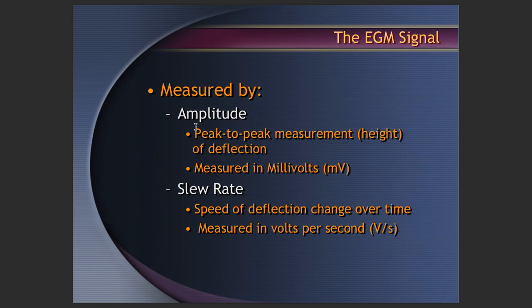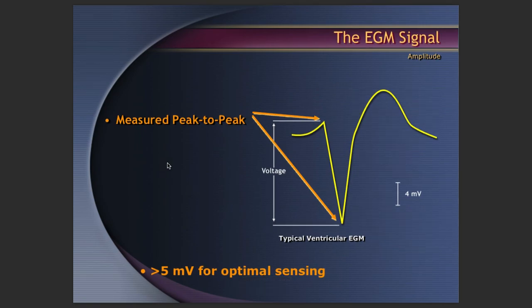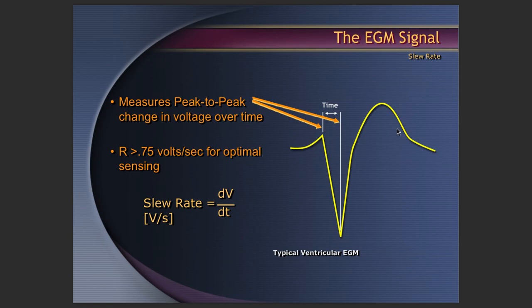How are you going to measure the EGM signal? It is measured by amplitude. Amplitude is the peak-to-peak measurement, in terms of height, and it is measured in millivolts. Then there is something else called slew rate. What is slew rate? It is the speed of deflection change over time, measured in volts per second. For a typical ventricular EGM, it is normally more than 5 millivolts for optimal sensing. The slew rate measures the peak to peak changes in the voltage over time, which is why it is defined as dV by dt.